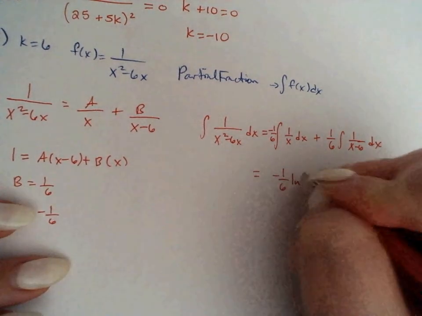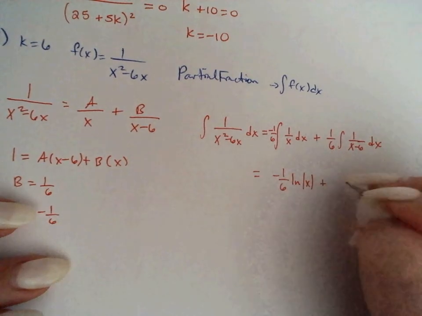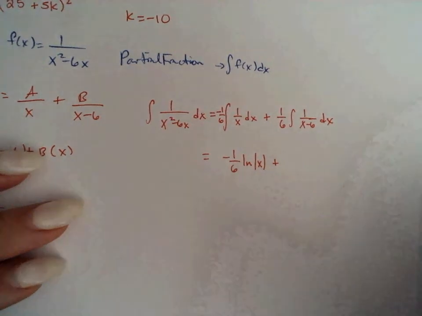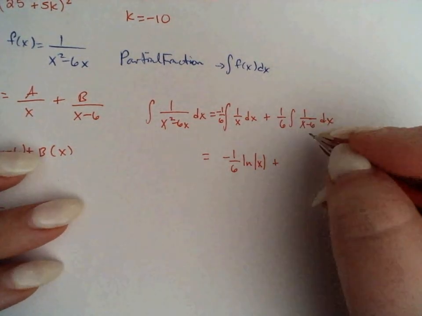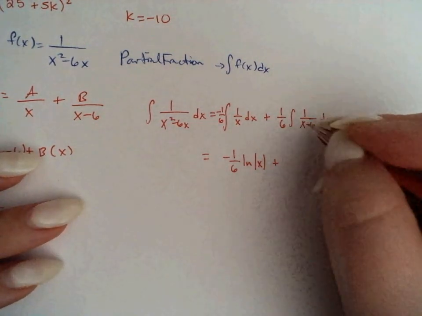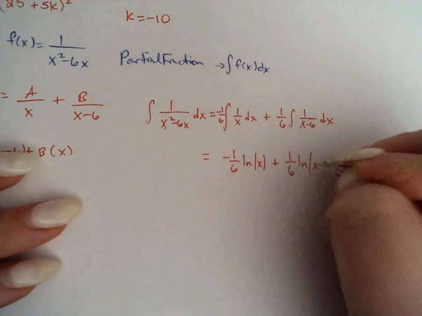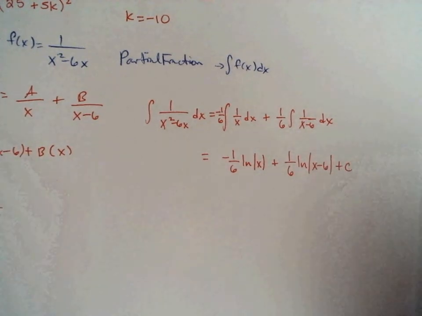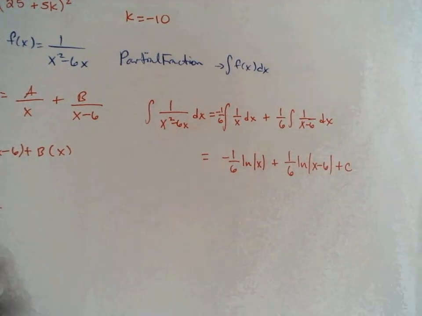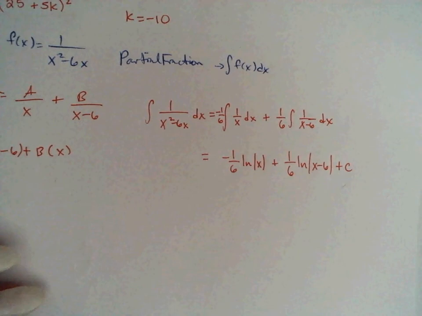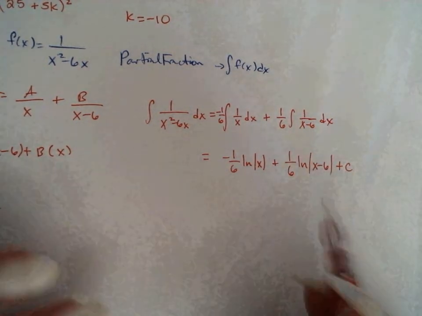And then the antiderivative of 1 over x is natural log the absolute value of x. So negative 1/6 natural log of the absolute value of x, plus the antiderivative of the other one. u is going to be x minus 6, du is dx, so there's no real reason to use a u sub. Although if this had been 6 minus x, it would have been a completely different thing. You'd have had du is negative dx. But it is 1/6 natural log of the absolute value of x minus 6 plus c. Let me see. Yeah, that's what they have.